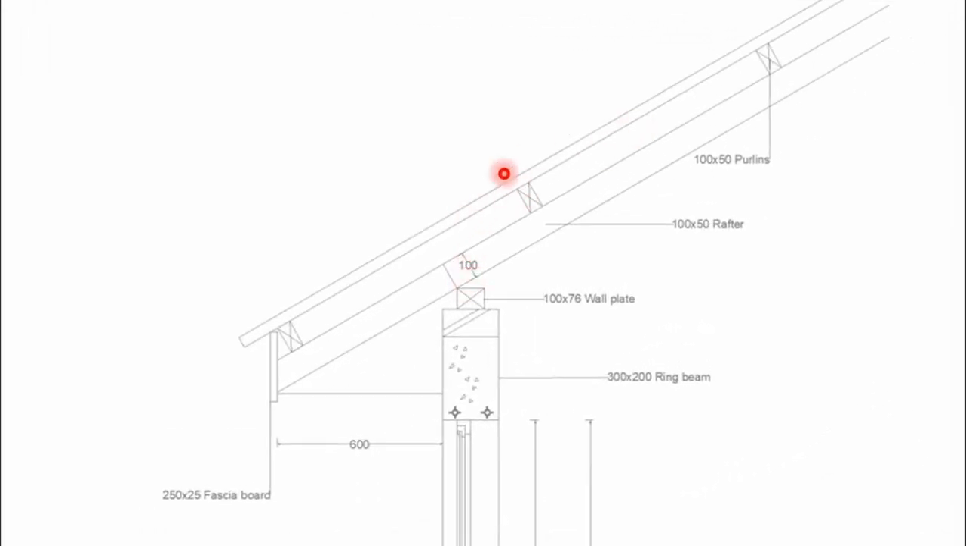So after finishing the roofing material, it should protrude a bit beyond the fascia board. You can now do the fascia board there, and the fascia board here will be 250 by 25. You can place it correctly there, and basically you will have finished.